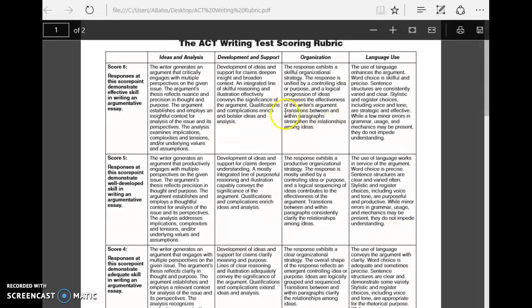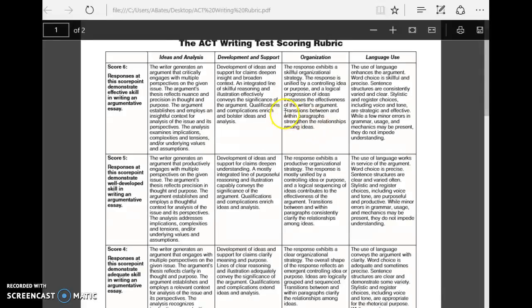Okay. This next little part, transitions between and within paragraphs strengthen the relationships among ideas. So what this means is you're using transition words in between your body paragraphs. So my first reason for saying that I'm right, that's a transition. I like to call that an external transition. And then you also have internal transitions. So that's transition words or phrases in between each of your examples within your body paragraph.